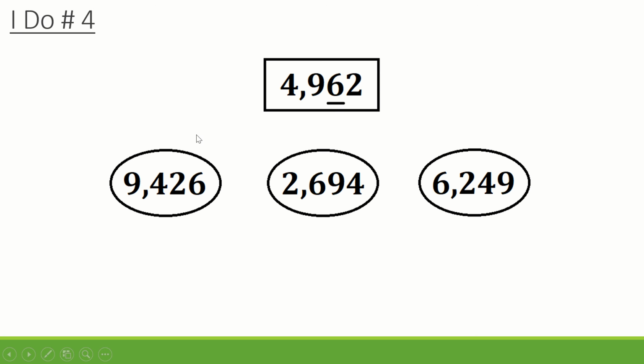So now we have another I do. We're going to be kind of analyzing this number here. That number is 4,962. Let's note that the 6 is underlined. We are now bringing into play 3 additional numbers that are all comprised of the same digits as are found in 4,962. Those digits have just been scrambled.